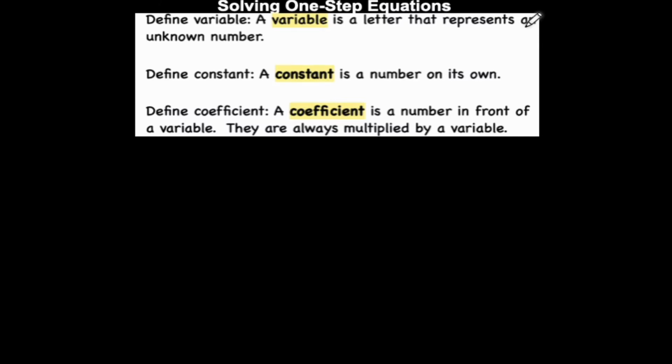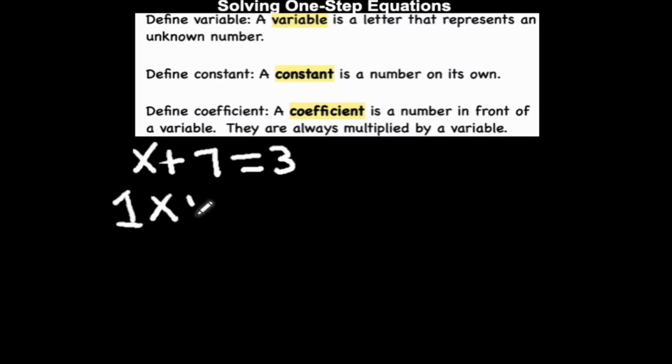So let's go ahead and talk about what happens if a variable doesn't have a coefficient. Well, if a variable does not have a coefficient in front of it, it means that the coefficient is 1. We just don't write 1 because the variable by itself is understood to be 1. So let's take, for example, x plus 7 equals 3. As you can see here, we do not have a 1 right beside this variable, so it'll look like this: 1x plus 7 equals 3.